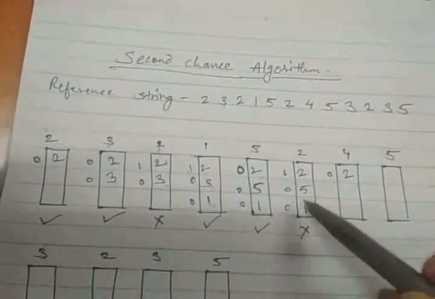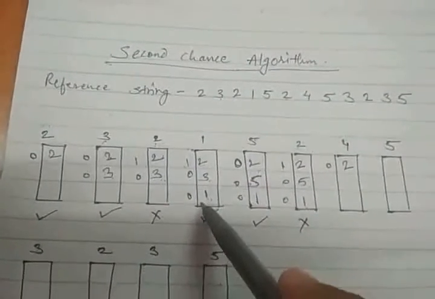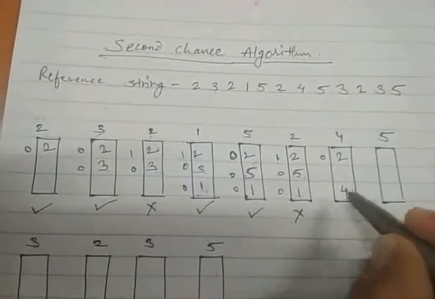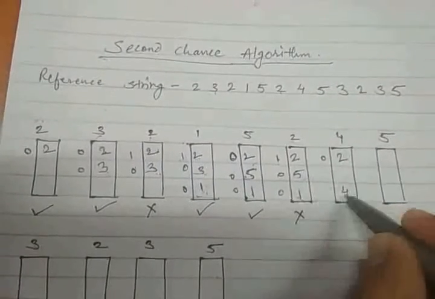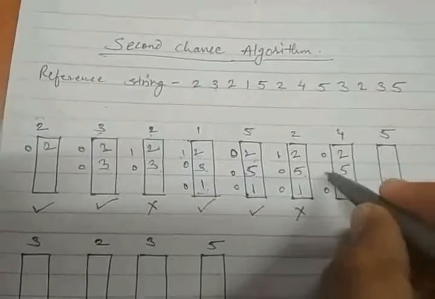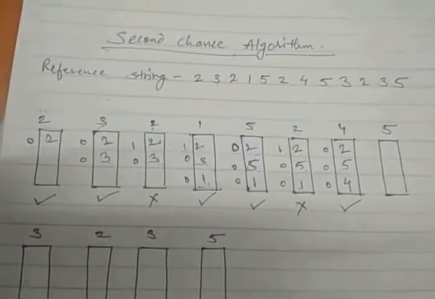Then out of these two values 5 and 1, 5 came at this place but 1 came at this place. So who is the victim? 1 is the victim. So we are putting 4 over here, replacing value 1 with 4. The reference value is 0 and 5 is as it is with this one. There is a page fault.